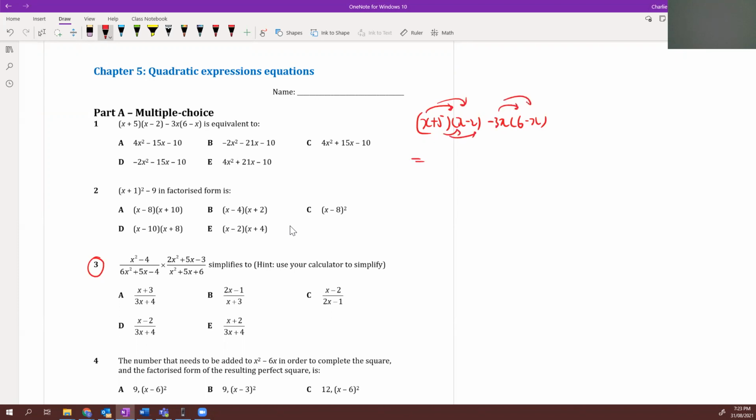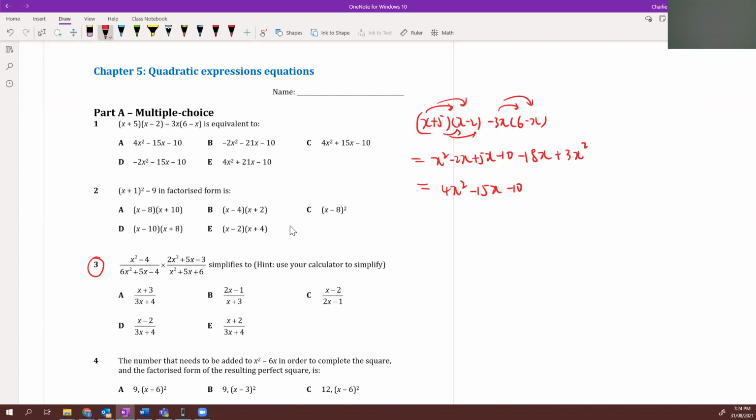All right, and here another one. So x times x is x squared, x times minus 2 is minus 2x, 5 times x is plus 5x, 5 times minus 2 is minus 10. Okay, that's your first part. And then your second part: negative 3x times 6 is minus 18x, negative 3x times negative x, the negatives make it positive, plus 3x squared. All right, and your next step is to collect like terms. x squared plus 3x squared is 4x squared, minus 2x plus 5x minus 18x is minus 15x, and minus 10.